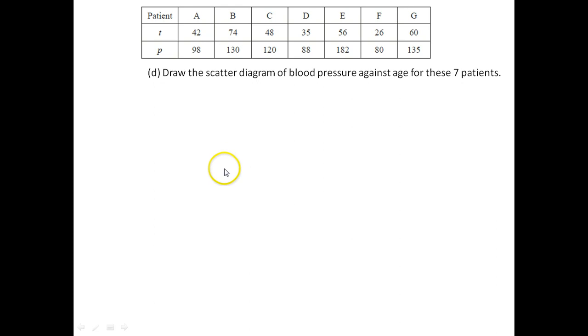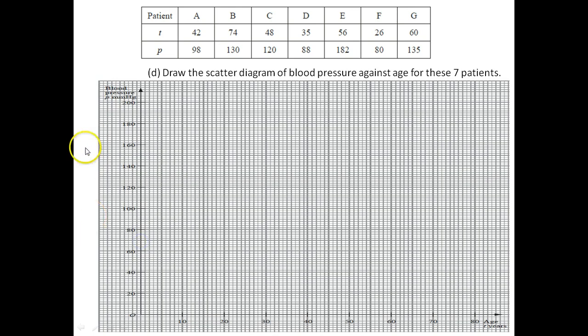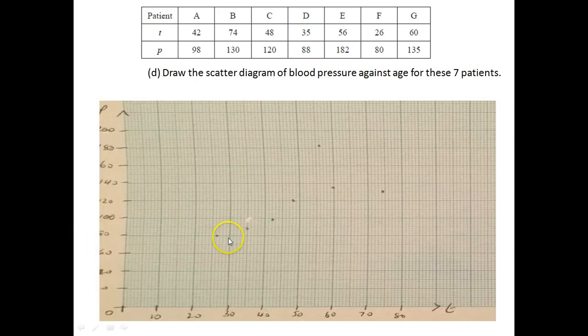Draw the scatter diagram. So there's the blood pressure against age, and that should give us a scatter diagram like that. So it's fairly positive, apart from a few outliers.